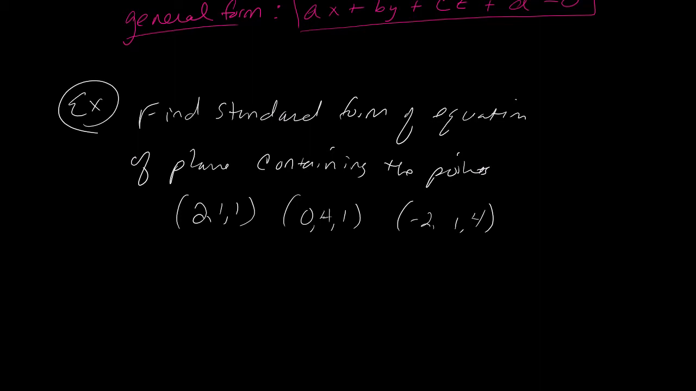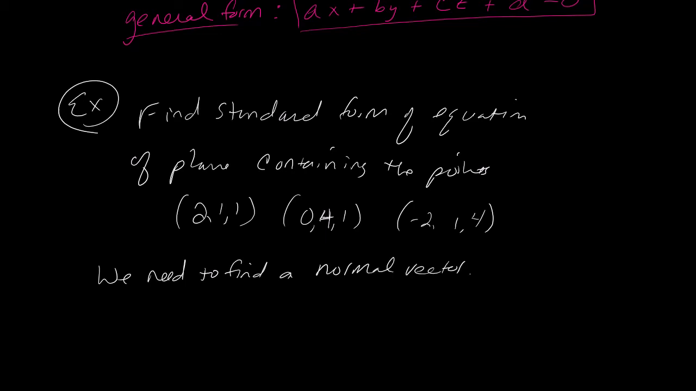So how do we do that? Well, I'm going to need a couple of things. First of all, I need a point in the plane. Well, that's easy. I've got 3 of them. I can pick any one of them. Second, I'm going to need a normal vector. So we need to find a normal vector.